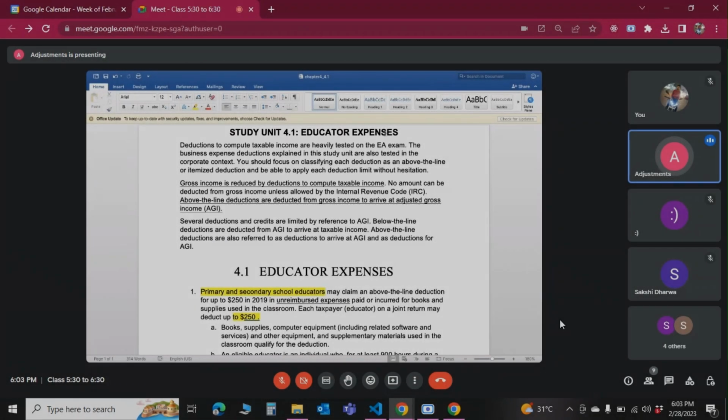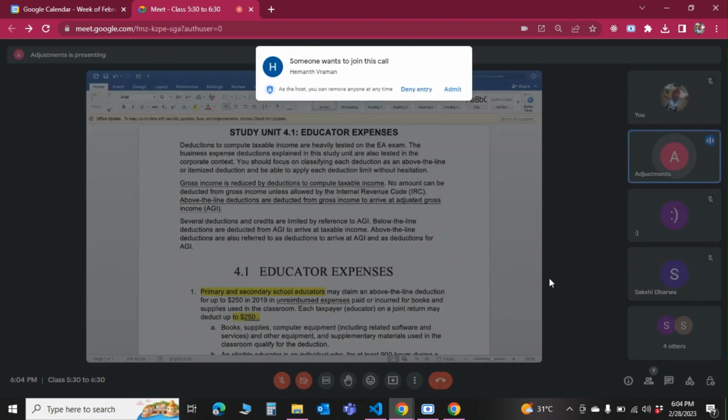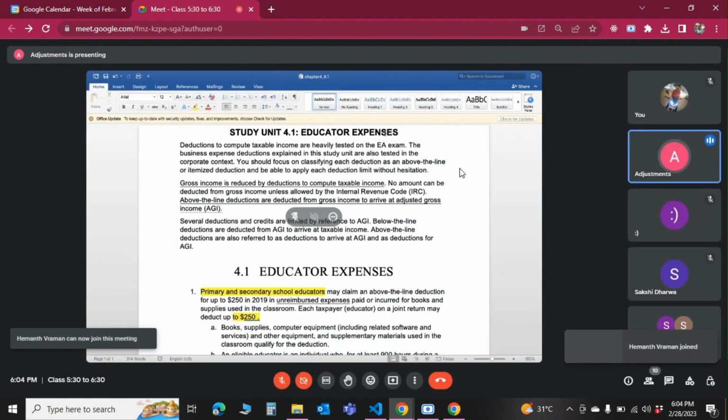So now we finished chapter 3, and that was all about different kinds of income. Now we're again going to focus on the expenses, the adjustments for expenses. Those adjustments need to be made in order to come to the correct AGI. These are called above the line deductions. Above the line deductions are deducted from gross income to arrive at AGI.